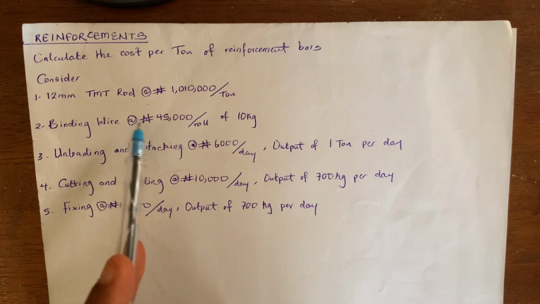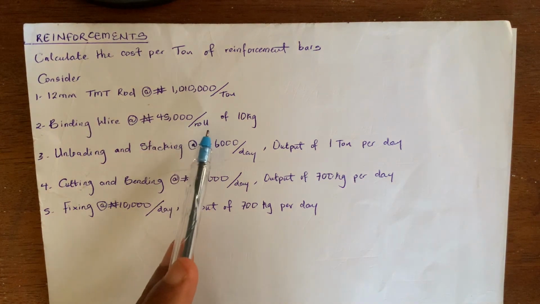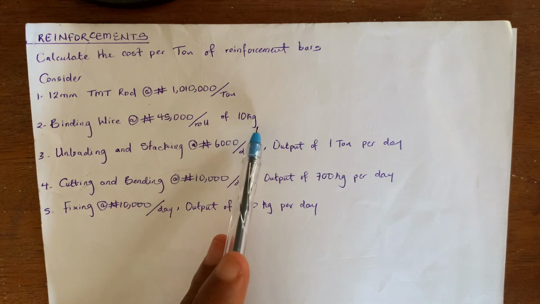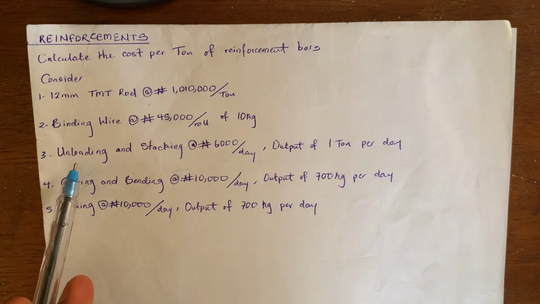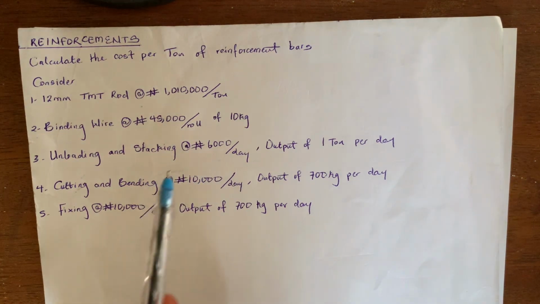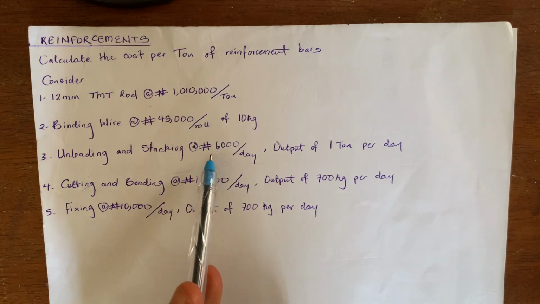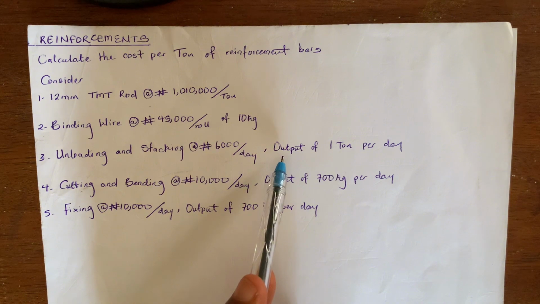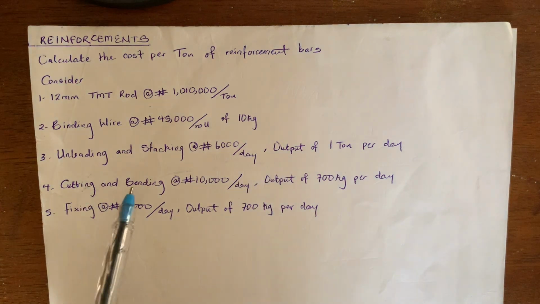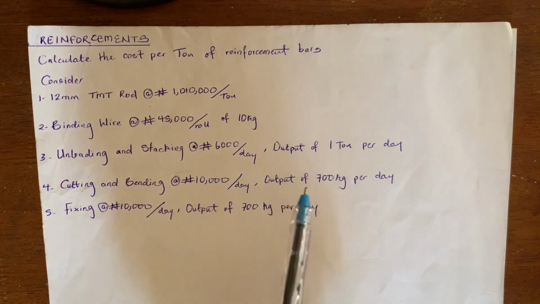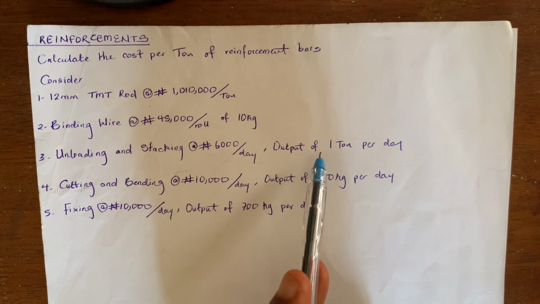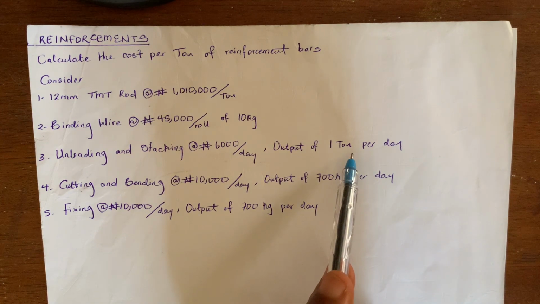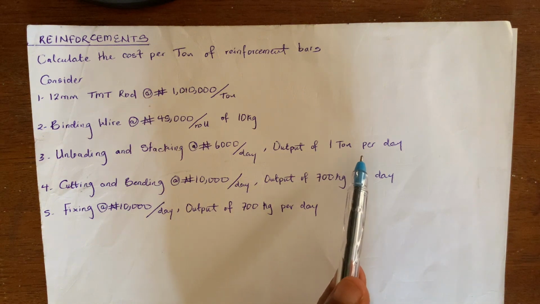Binding wire is at 45,000 naira per roll of 10 kg. So it means that a roll is equal to 10 kg. For unloading and stacking of the reinforcements, we will be paying the laborer 6,000 naira per day. We need to know the output of the laborers for unloading and stacking. So output per day is 1 ton. It means that in a day they can unload and stack 1 ton of reinforcement.